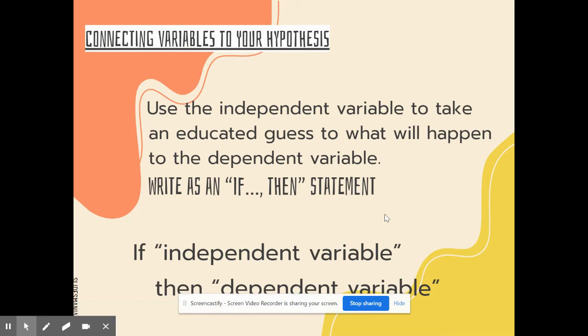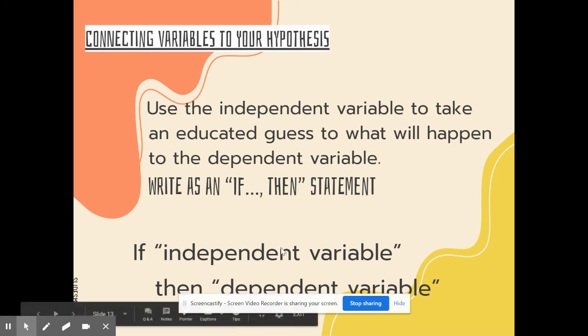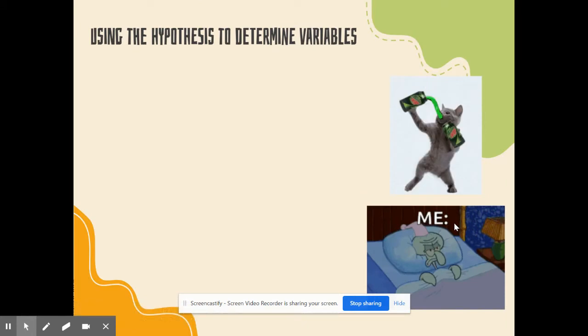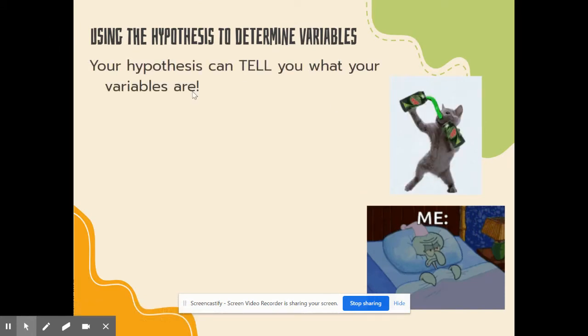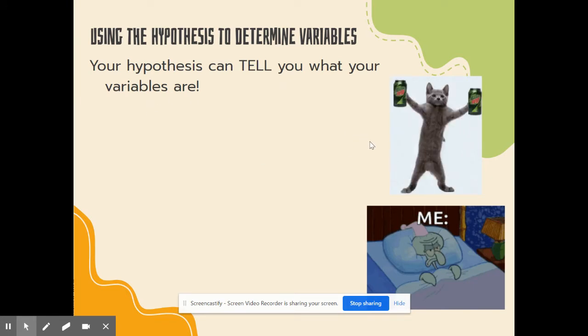So you want to connect variables to your hypothesis. You want to use the independent variable to take an educated guess at what will happen to the dependent variable, and you want to write that as an if-then statement. If independent variable, then dependent variable. So your hypothesis can tell you what your variables are. If you're not really sure and you're a little confused, it can help you.